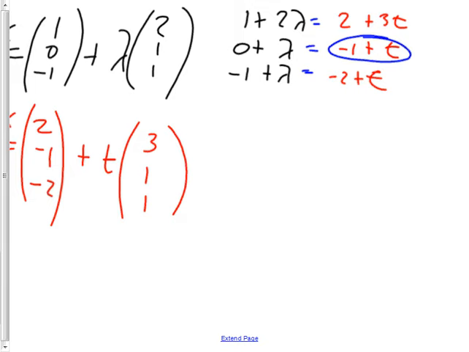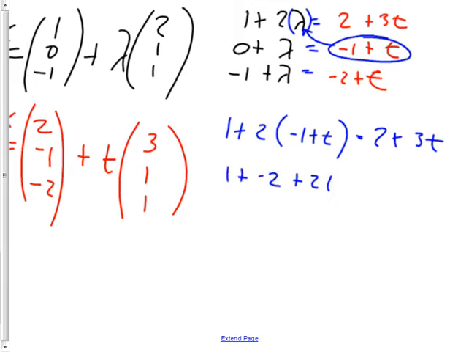Maybe you got lucky and just automatically used the top two equations, but the top two equations will work. I stick this in for lambda right there. I can solve it and find out what t is. 1 plus 2 times (-1 plus t) equals 2 plus 3t. 1 plus (-2 plus 2t) equals 2 plus 3t. Solving a little bit more, this becomes -1.